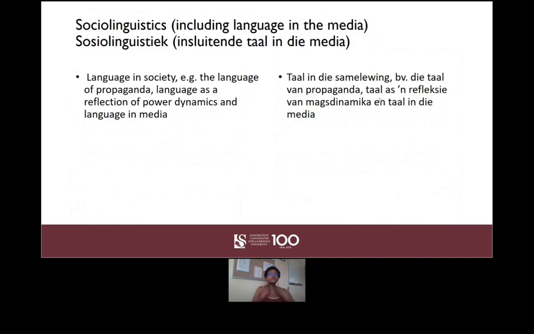How do we use language to manipulate each other, like the language of propaganda, as well as looking at language and how it reflects power dynamics? Does it reflect really who the people are in that society? Which language is coming up prominent? Why? We also then look at language in media.